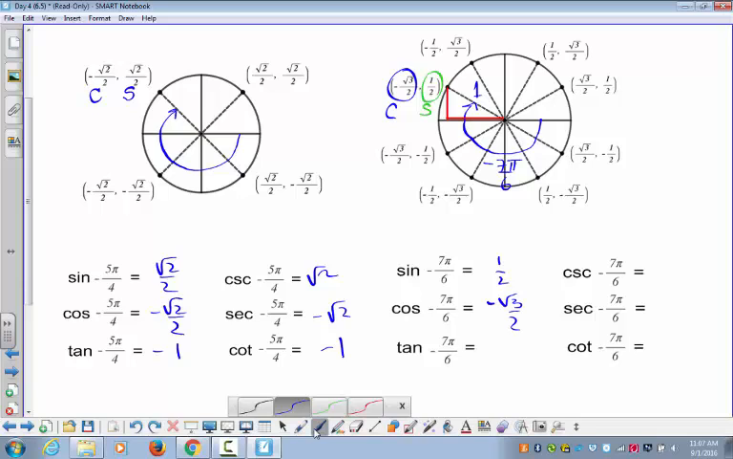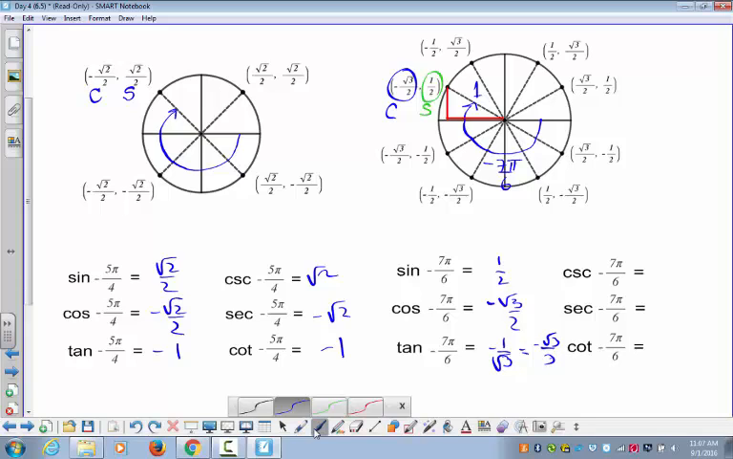Tangent. It's sine over cosine, or y over x. The 2's cancel, so we get 1 over root 3 negative. So negative 1 over root 3. Rationalize that denominator, and we get negative root 3 over 3.